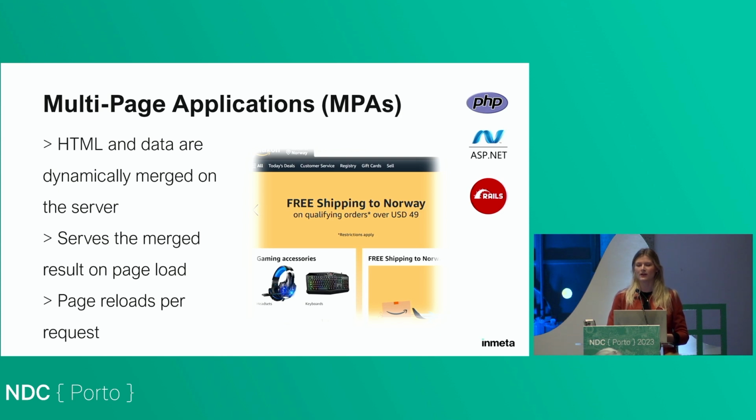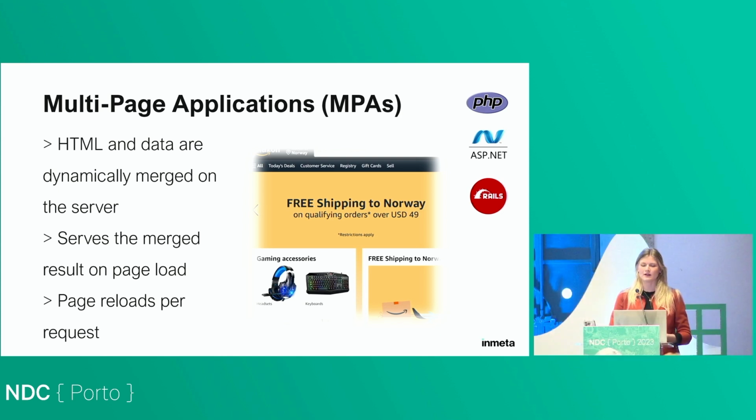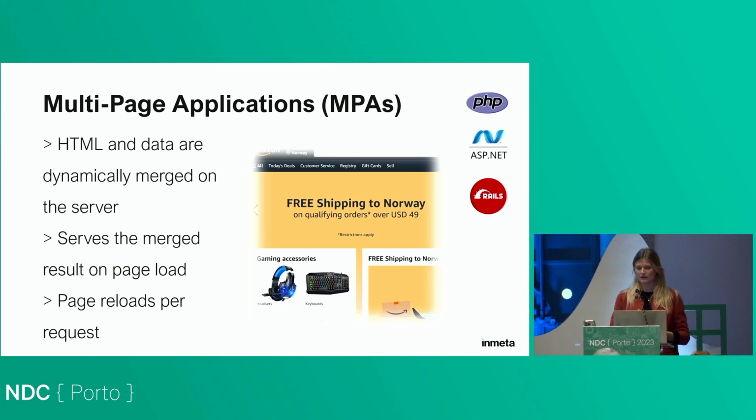Multi-page applications, on the other hand, can handle dynamic data. In an MPA, HTML and data is merged on the server per request, and the user will open a browser and be served the merged result. And the entire page will reload per request or navigation to a new page. They can be created with, for example, the ASP.NET MVC pattern, or with PHP or Ruby on Rails. Use case would typically be an e-commerce app. For example, Amazon is an MPA.